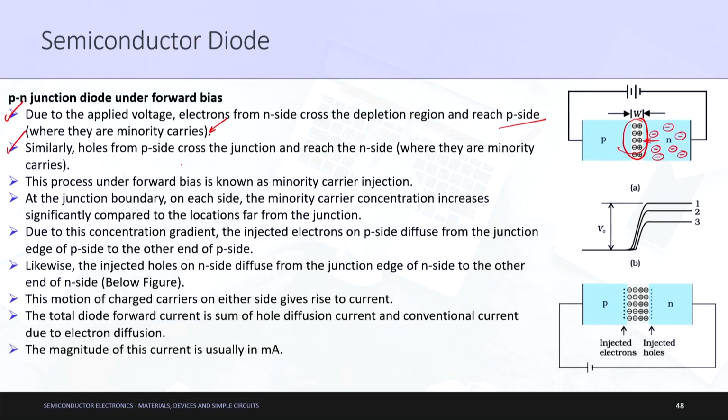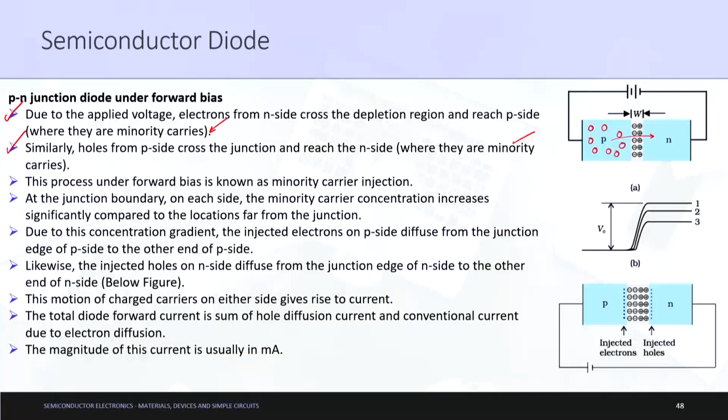Similarly, the holes on the P side cross the junction and reach the N side. What will happen this time? Let me denote holes as circles. These are the circles here, and they will reach in this direction. As there is a movement of the electrons from the N side to the P side, there is also a movement of the holes from the P side to the N side, where they are minority carriers. So, on the N side, holes are the minority carriers.